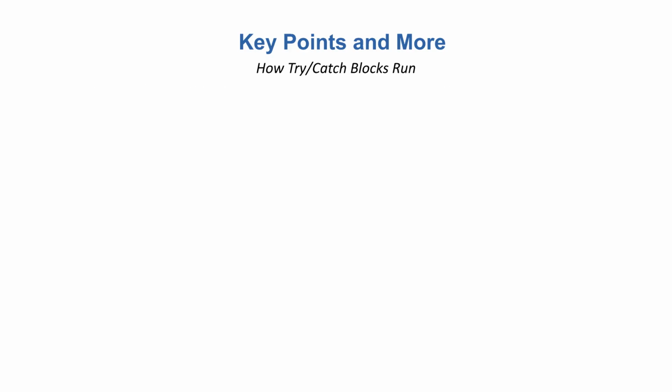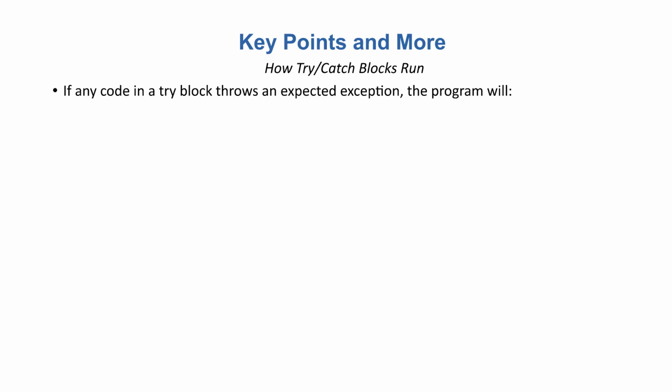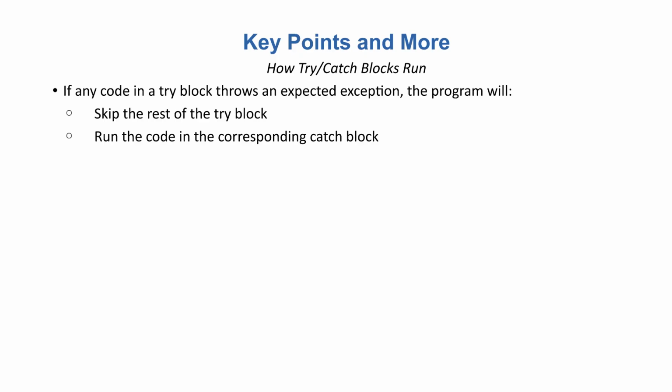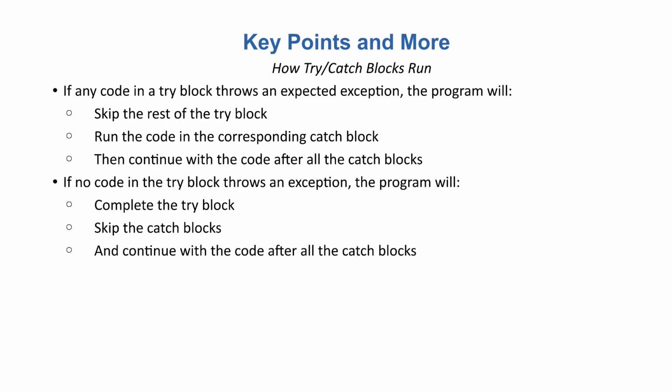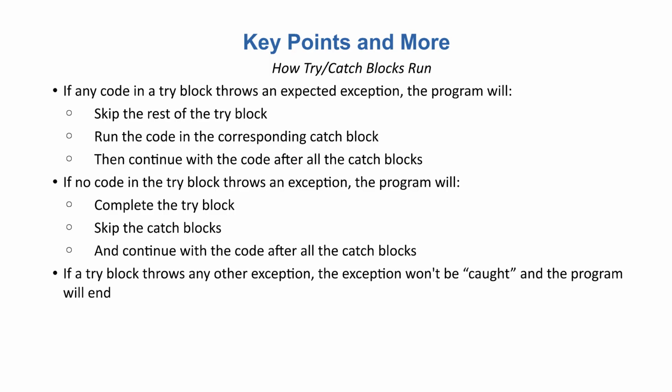Key points and more. How try-catch blocks run. If any line of code in a try block throws an expected exception, the program will skip the rest of the code in the try block, run the code in the corresponding catch block, then continue with the code after all the catch blocks. If no code in the try block throws an exception, the program will complete the try block, skip the catch blocks, and continue with the code after all the catch blocks. If a try block throws any other exception, the unexpected exception won't be caught and the program will stop running.